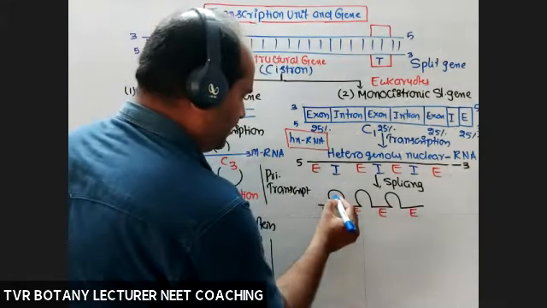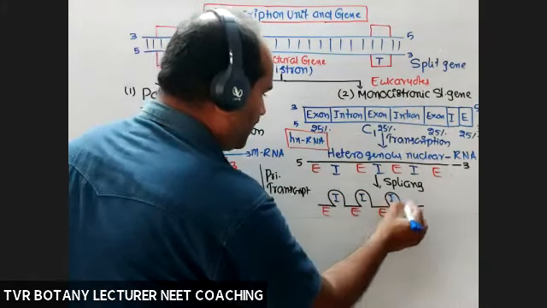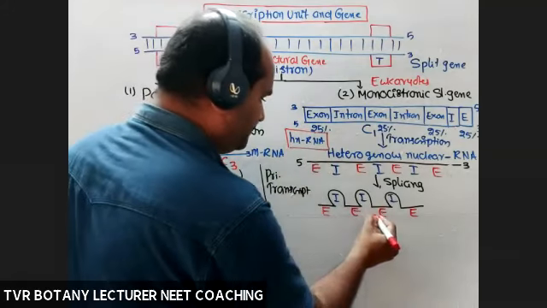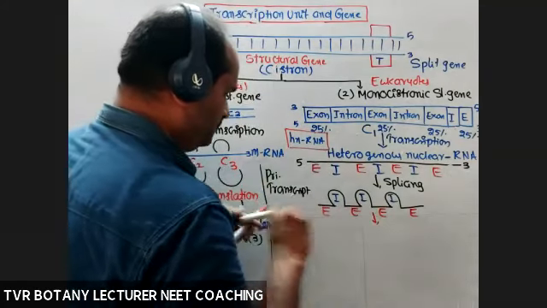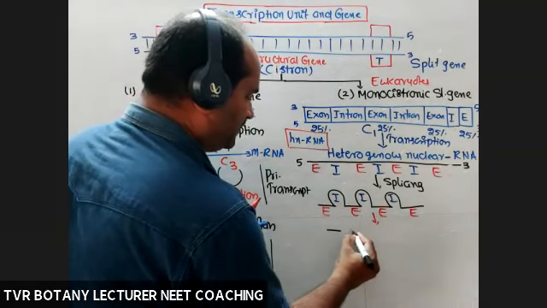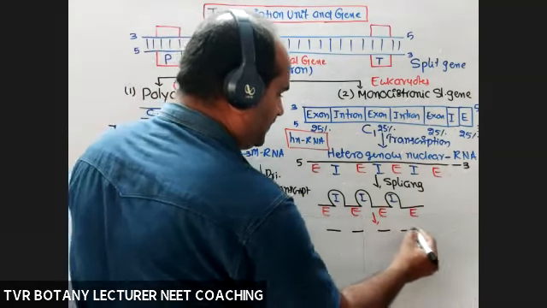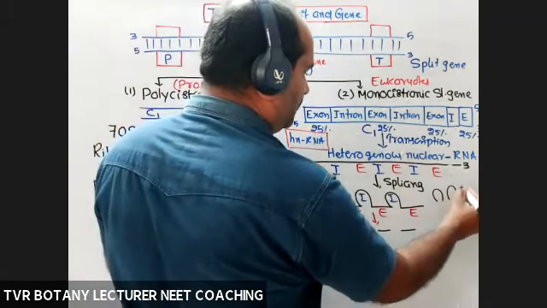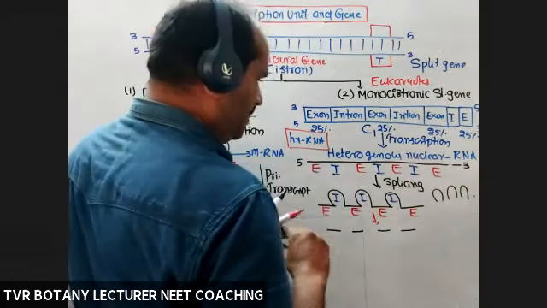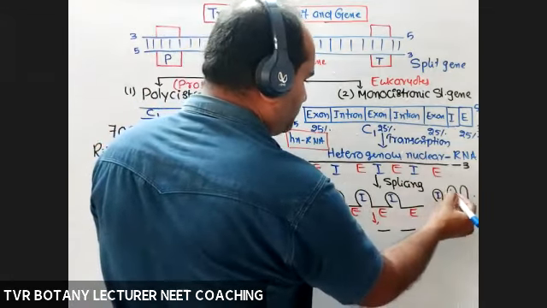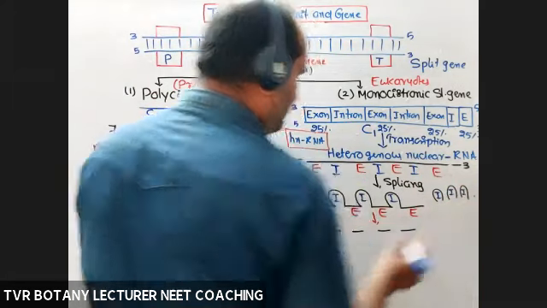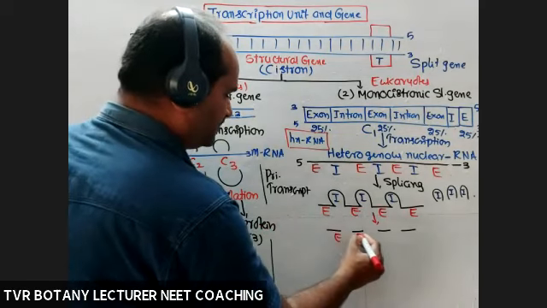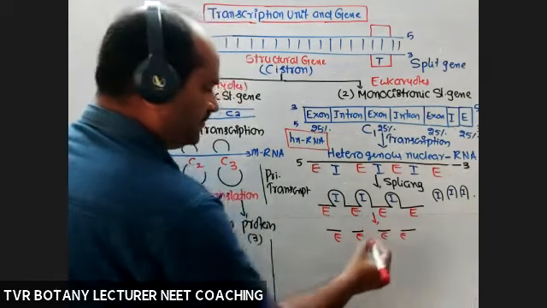And what about this one? Intron, intron, intron, non-coding part. Cut. After cutting, only exon, exon, exon, exon. All introns removed, a certain number of introns. Splicing is regulated by RNA only. So this is exon, exon, exon, exon.